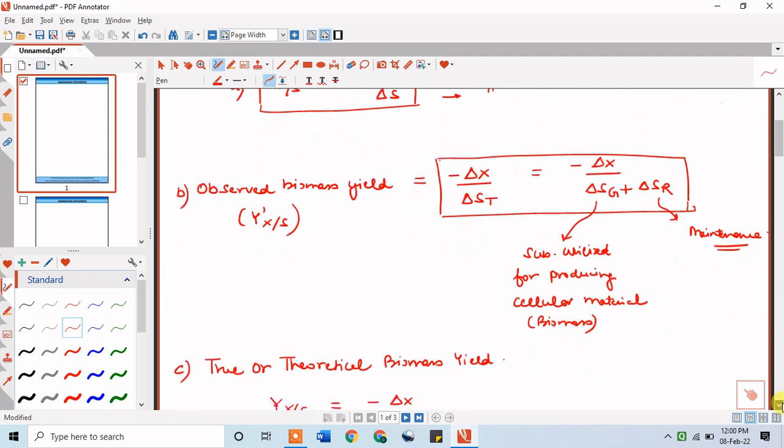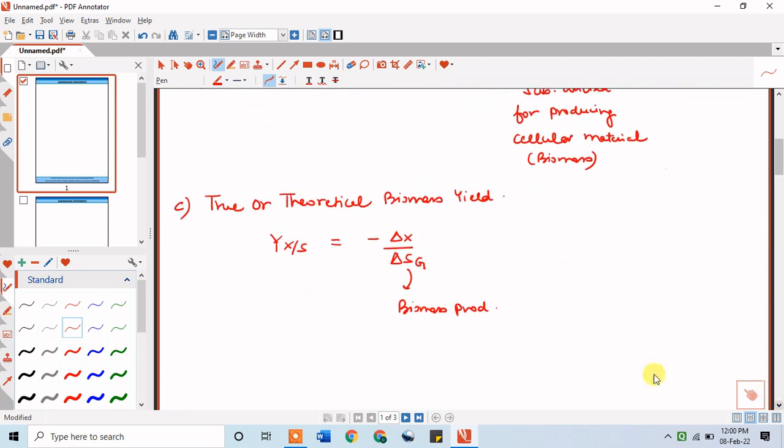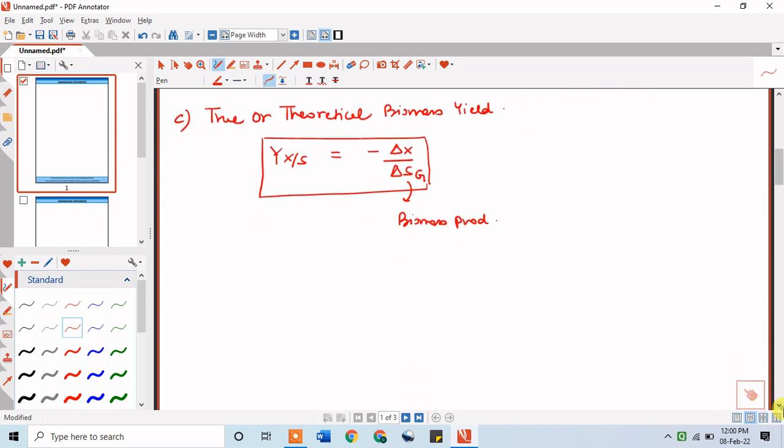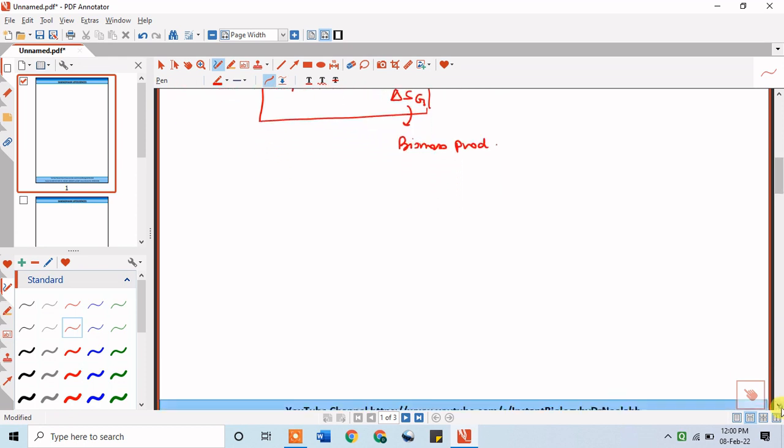और last वाला जो हमारा true और theoretical biomass yield, what was that? This was Yx/s is equal to negative Δx upon ΔSg, where ΔSg is the substrate that is utilized for only biomass production. So this was formula number 11 and it had 3 parts. तो ये मैंने आपको सारे करा दिए.